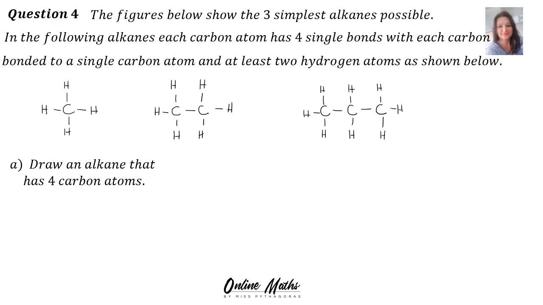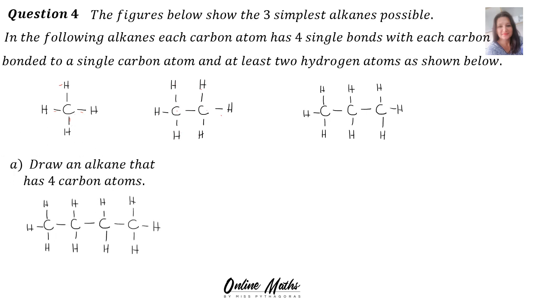Now the reason why I added this sum is I want to show you that you can use maths everywhere. Now all this means there is a single carbon atom and then you can see that it is bonded to 4 hydrogen atoms. And then in the next arrangement there are 2 carbon atoms and it is bonded with 6 hydrogen atoms. Now the question is, draw an alkane that has 4 carbon atoms.